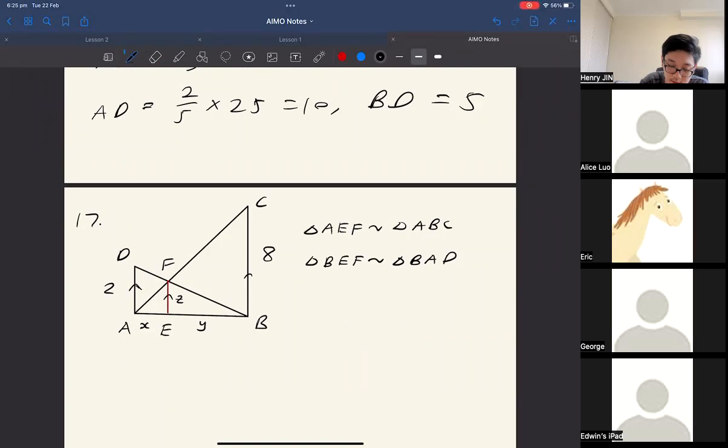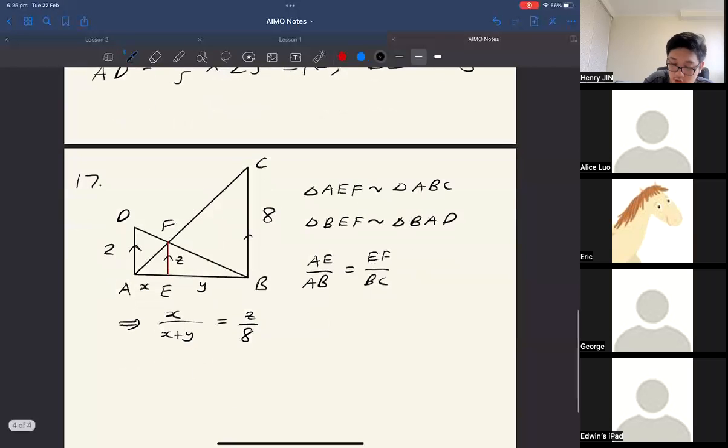So first one is AE over AB equals EF over BC. So this is equal. And if we just simplify into algebra, we might find it easier to see, and I'll show you why in a moment. X over x plus y equals z over 8. So that's your first equation.